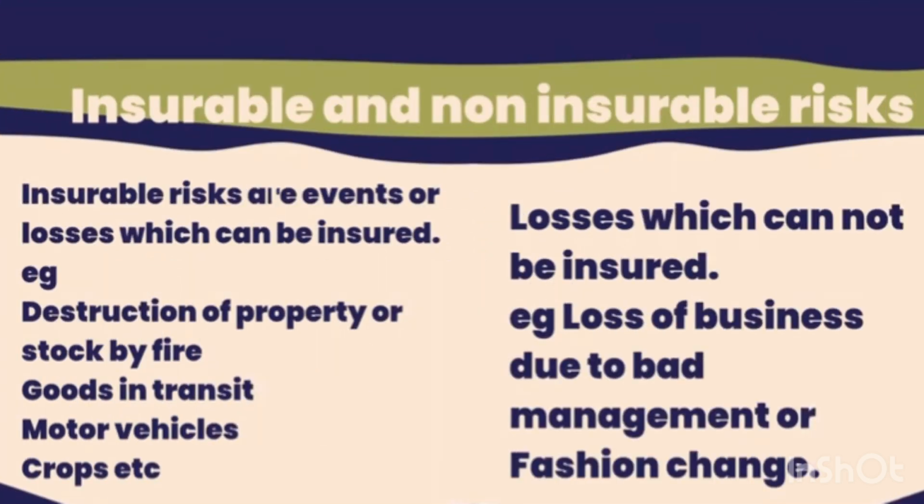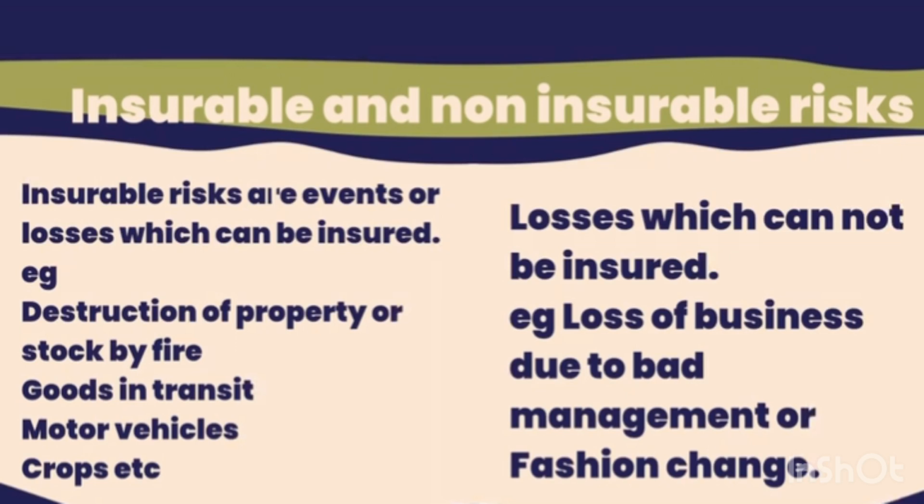Let's talk about the insurable and non-insurable risks. So we have two types of risks. There are risks which can be insured and the risks which cannot be insured. Insurable risks are events or losses which can be insured. They are easily traceable. It is easy to calculate premiums for them. For example, destruction of property or stock by fire. So insuring a risk which is fire here, because fire can come from nowhere. There is accidental fire.